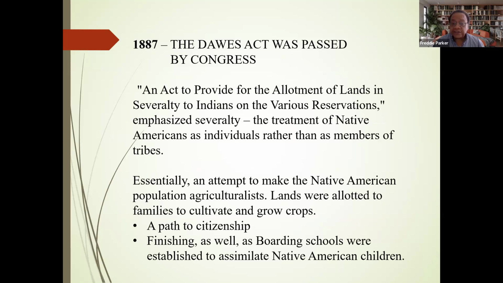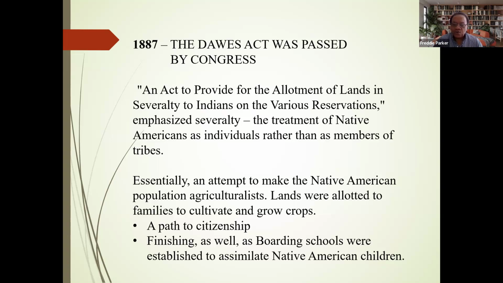In terms of legislation passed by Congress with regard to the indigenous population, I think most of you have probably heard of the Dawes Act. It was passed by Congress in 1887, an act to provide for the allotment of lands in severalty to Indians on the various reservations. It meant treatment of Native Americans as individuals rather than as members of tribes. Essentially, it was an attempt to make the Native American population agriculturalists. Lands were allotted to families to cultivate and to grow crops. It was a path to citizenship. It was an attempt to, quote, civilize these uncivilized savages.